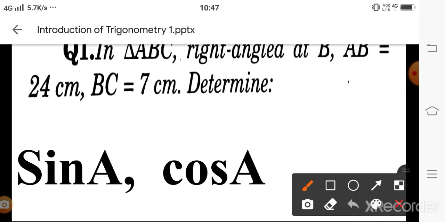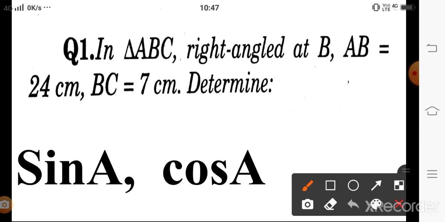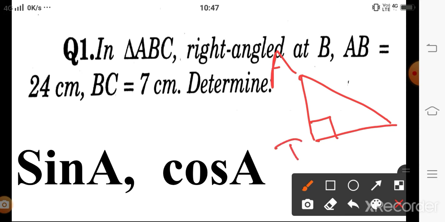Let us solve some questions on the basis of the concept which we have learnt. This question is from your NCERT book, question number one. In triangle ABC, right angle at B, we are considering a right triangle. ABC is the right triangle and the right angle is at B. AB is given as 24 and BC is given as 7.